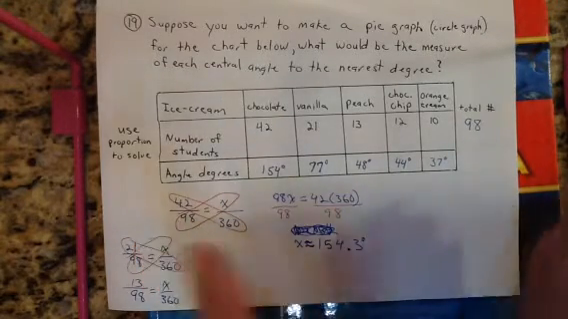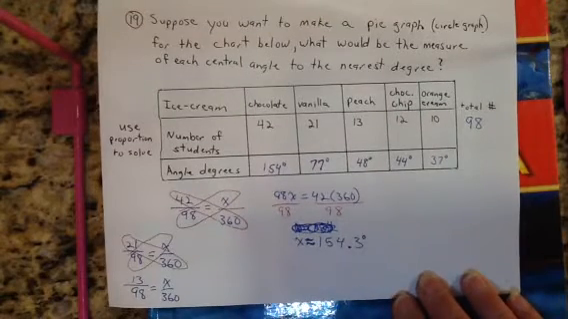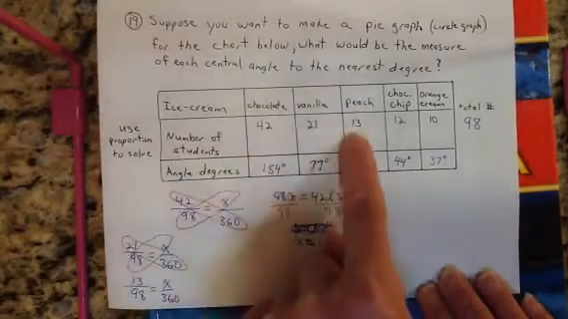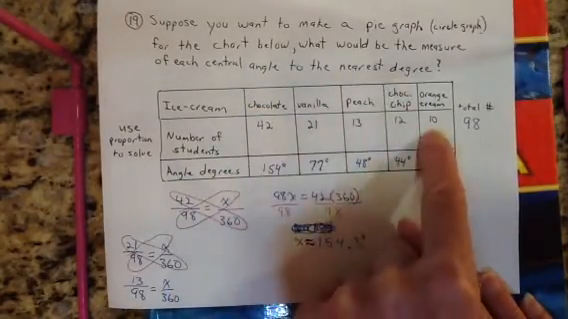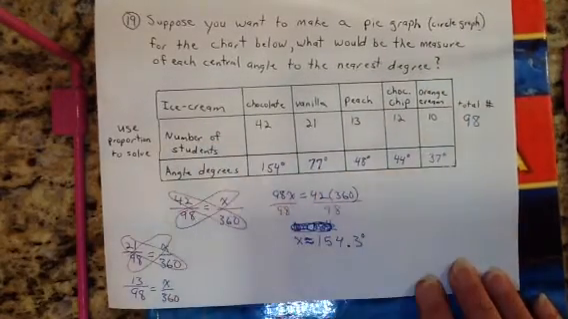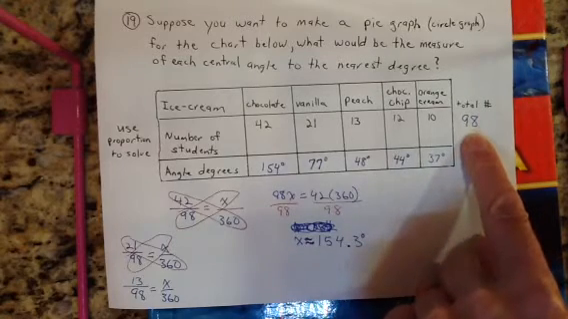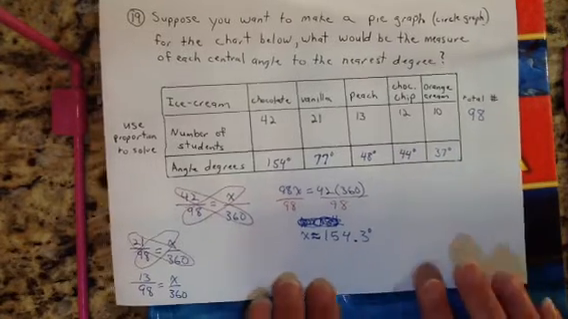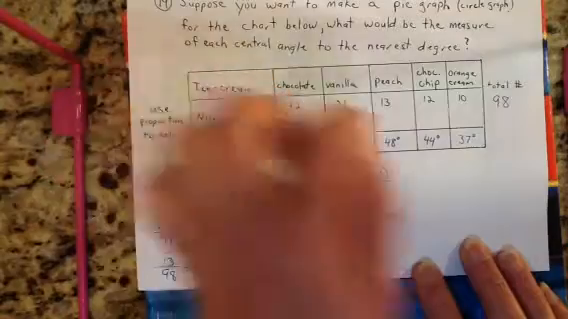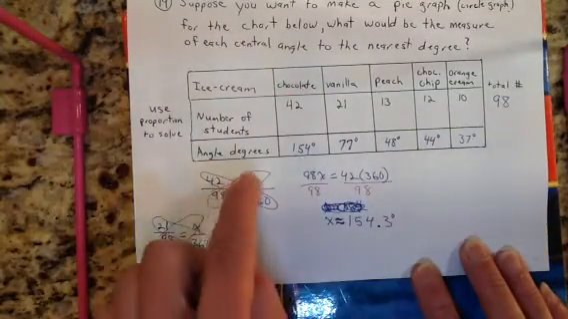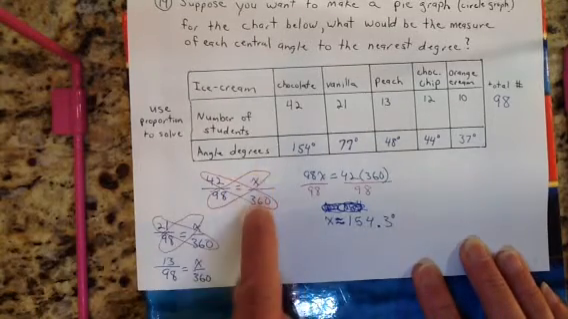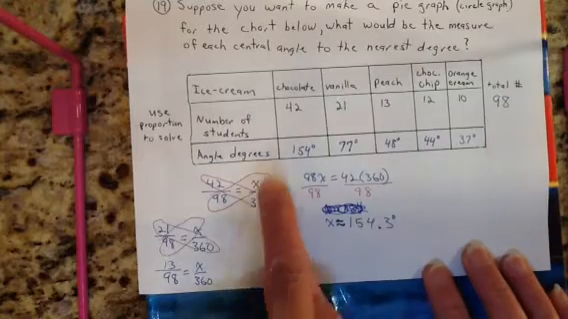If we're going to do a pie shape, we need to know the equivalent for 42 chocolate ice creams, 21 vanilla, 13 peach, 12 chocolate chip, and 10 orange creams. And this would be the number of students that like those ice creams. So first you want a total. Okay, then you want to use proportion to set it up. So I put a little note here. So your number of chocolates to the total is like the pie section to represent the chocolates, those degrees, to the total degrees. Okay, so that's your proportion.